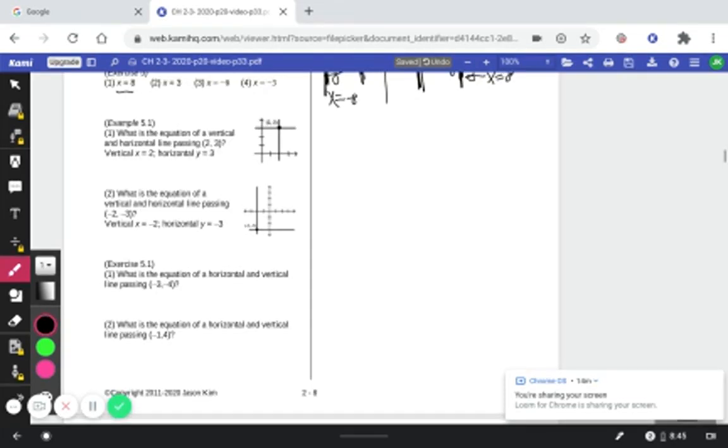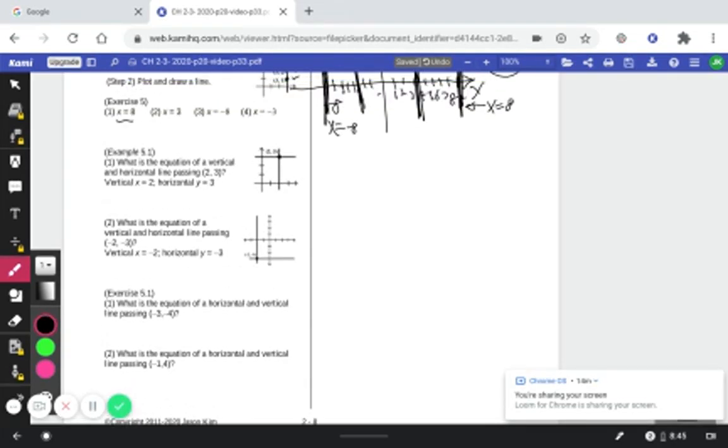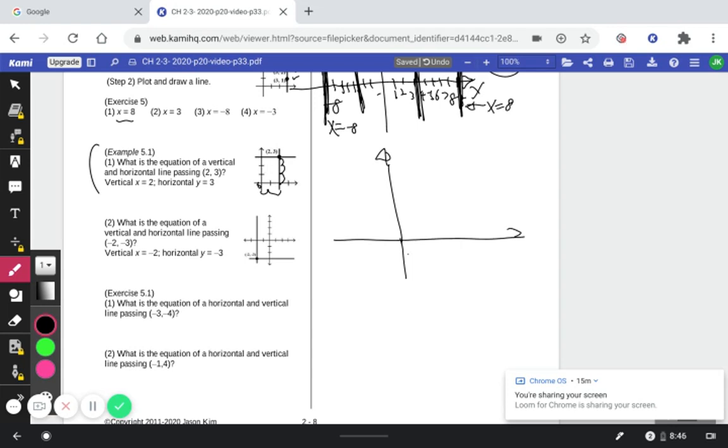Okay. Now, in example 5, these are good questions for the test. What is the equation of the vertical and horizontal line passing through (2, 3)? So here is (2, 3). So start from the origin, you move 2, and then you go up 3. So here is (2, 3). So if I draw the picture a little bigger, (2, 3) is starting from 0, 1, 2, and 1, 2, 3. So that's (2, 3).